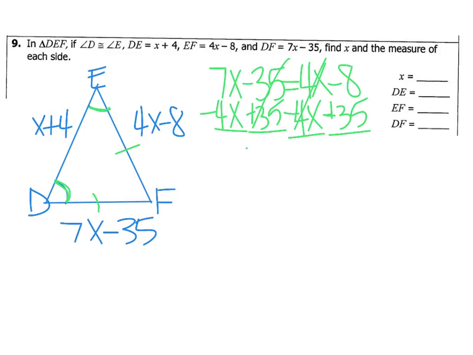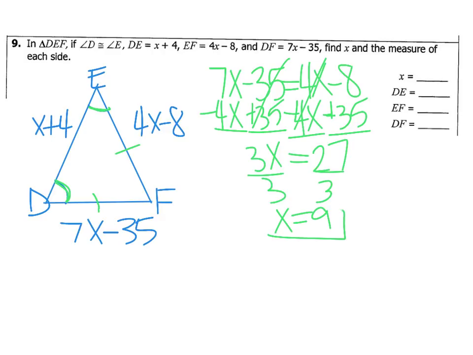These will cancel out. We're left with 3x equals 27. Divide by 3. X equals 9. All right, so we solved for x. We know x equals 9. But we're not done. We have to go through and find the measure of each side.